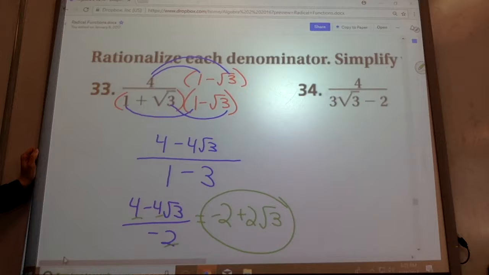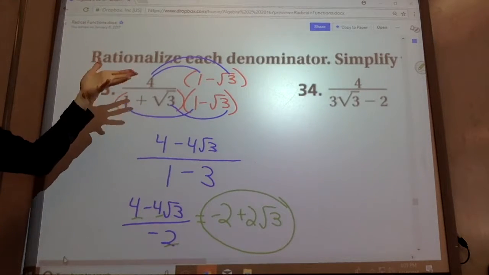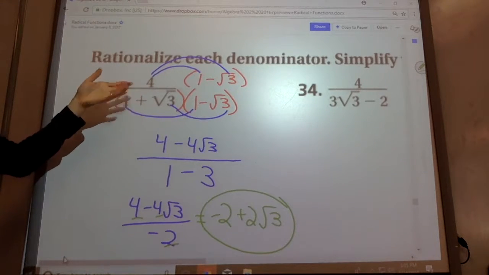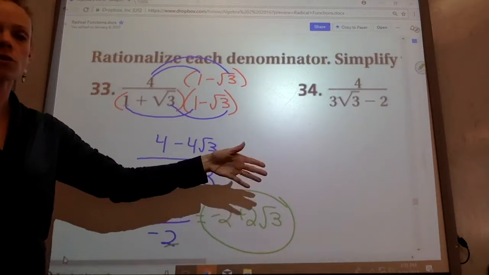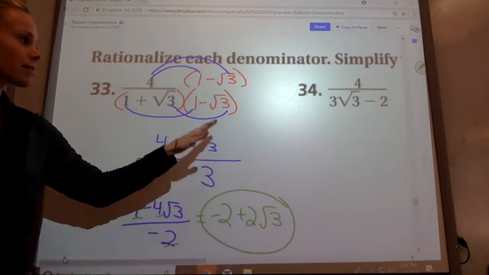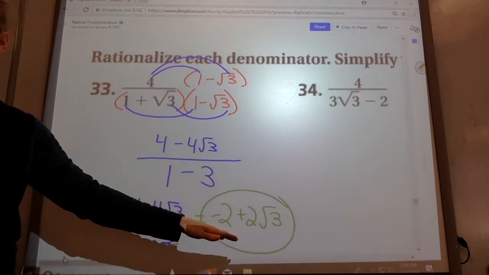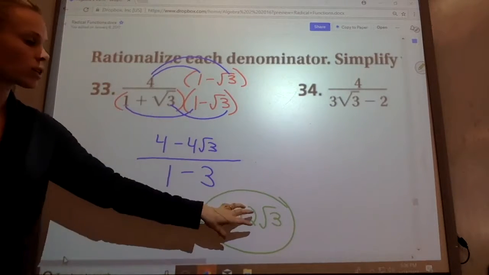What I want you to know is that if I put this in my calculator, 4 divided by 1 plus square root 3, and I get some kind of crazy decimal thing, right? And I put negative 2 plus 2 root 3 in my calculator and get some crazy decimal thing, those are going to be the exact same decimal number, right? It's just I made this look nicer.